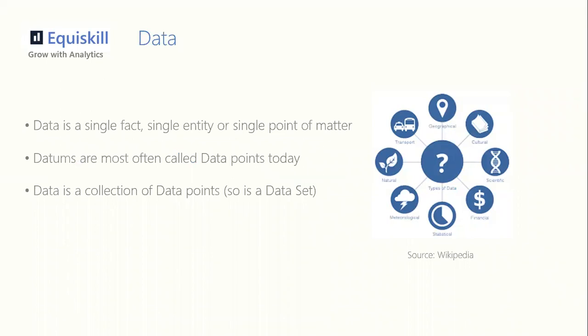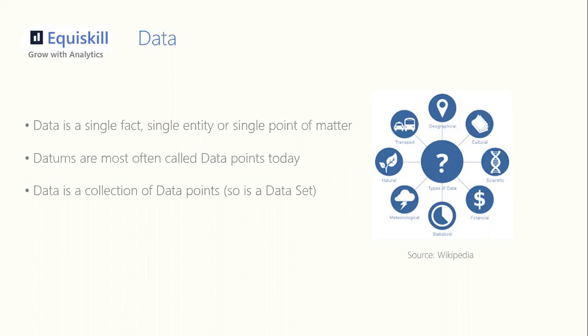Data. We've all heard about data, and there are a lot of sources of data. As you can see on the right-hand side, it might be transport data, locational data, scientific genetic data, or financial data from the stock markets. But what is data? Data is derived from a Latin term that means a single fact, a single entity, or a single point of matter.